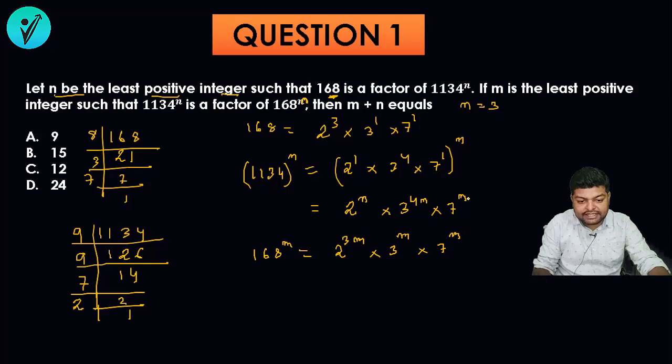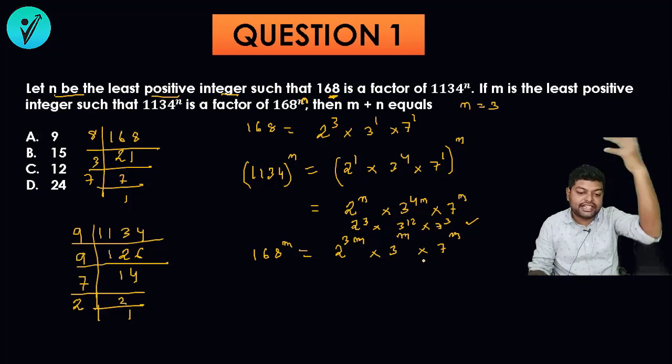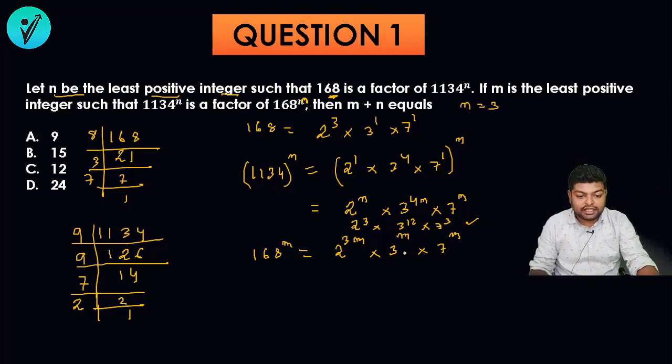And if you replace this n by 3, we'll have 2 to the power of 3 into 3 to the power of 12 into 7 to the power of 3. So the question is, this number has to completely divide this number. So what should be the minimum or the least value of m that we need to keep? Similarly, this 2 to the power of 3 will definitely divide this 2 to the power of 3m completely. 3 to the power of 12, if it has to divide this 3 to the power of m, what should be the minimum value of m that we need to keep?